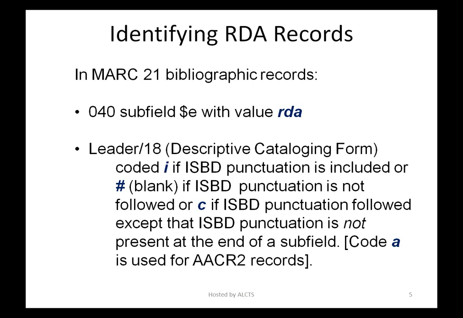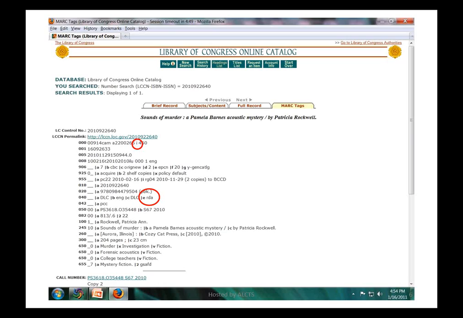Just a couple of screenshots to show you some RDA records. This one comes from the LC catalog, the online catalog, and you can see in the 040 the presence of the subfield E RDA, telling us this is an RDA record, and also in the very cryptic leader, which is really impossible to read in this display, there's that I that tells us that this record is using ISBD punctuation.